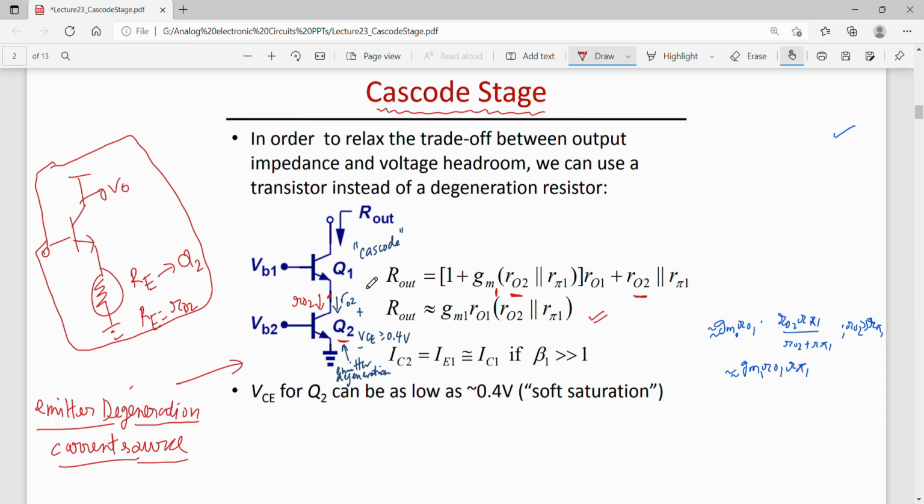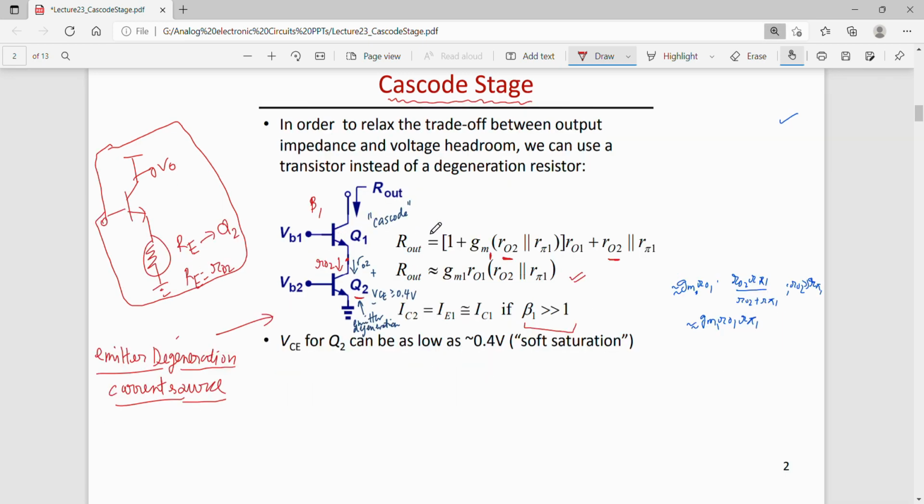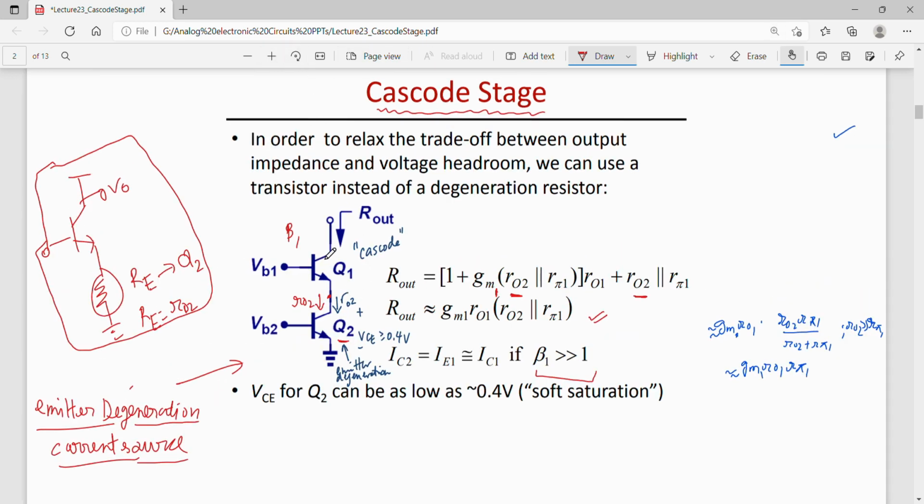Now in this cascode configuration, one also has to ensure that beta1 of transistor Q1 is much larger than 1. This ensures that IB is very small, so that the collector current IC1 is equal to the emitter current IE1, or the collector current of Q2. So if beta1 is much greater than 1, one can ensure this relation.